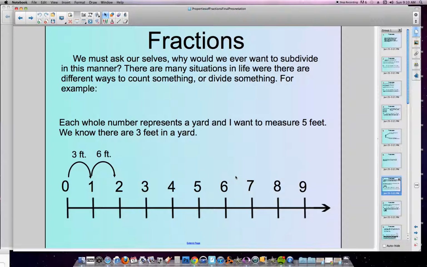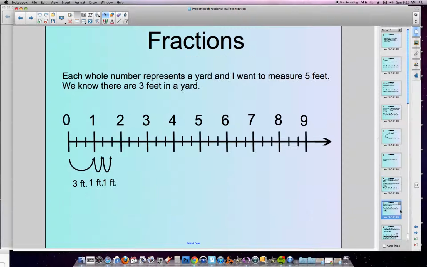A good example: a yard is 3 feet. So on the number line, if each one of these marks represents 1 yard, then we have 1 yard, 2 yards, 3 yards, 4 yards. But if we need to subdivide with feet, we can say, okay, let's divide each yard into 3 equal parts. So now each one of these distances is a third of a yard, which is the same thing as 1 foot, because 3 feet make up a yard.